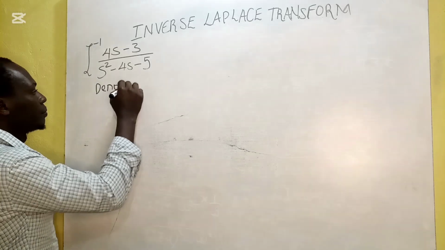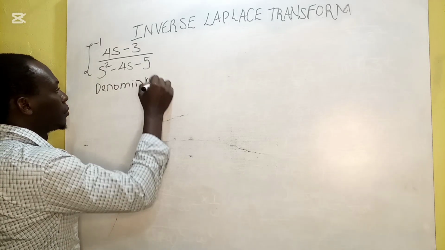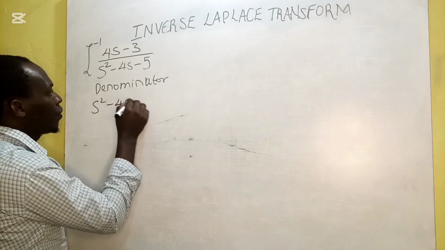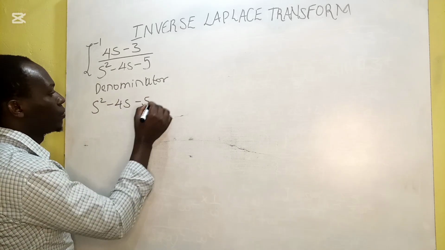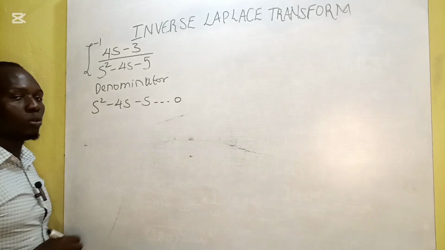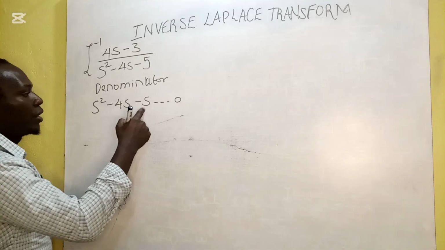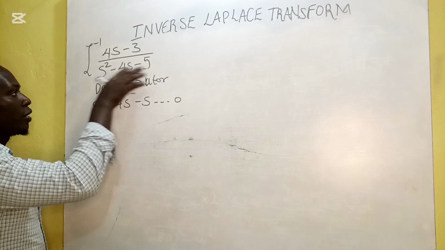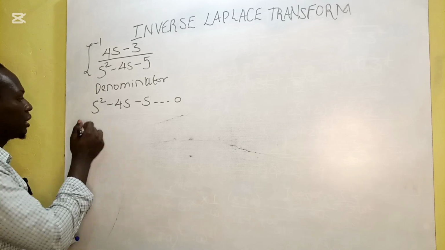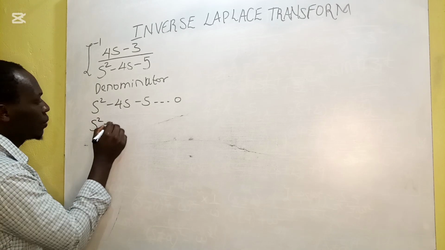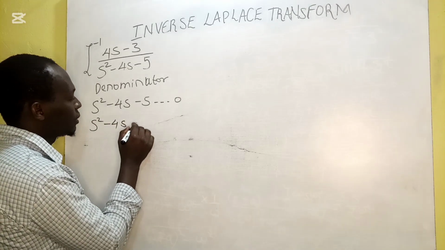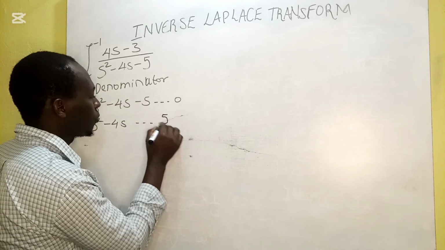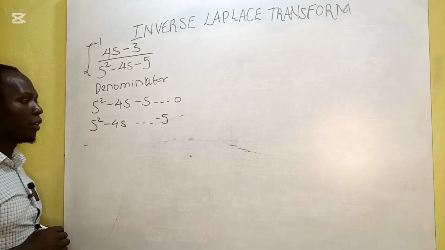denominator s squared, we subtract 4s, we subtract 5 is going to be equal to 0. We take this 5 to the other side since we are going to use the complete square in solving our denominator. So we are going to have s squared, we subtract 4s, is going to be equal to a negative of 5.